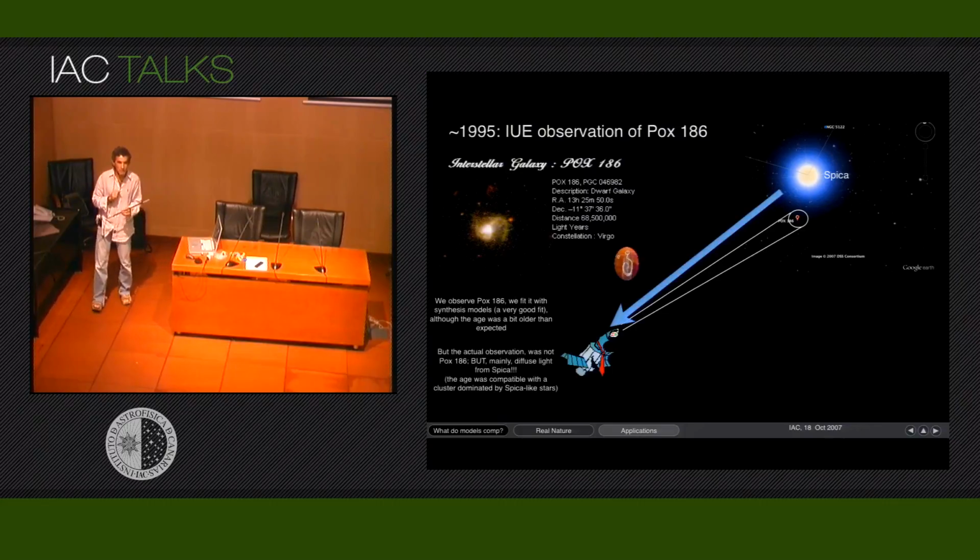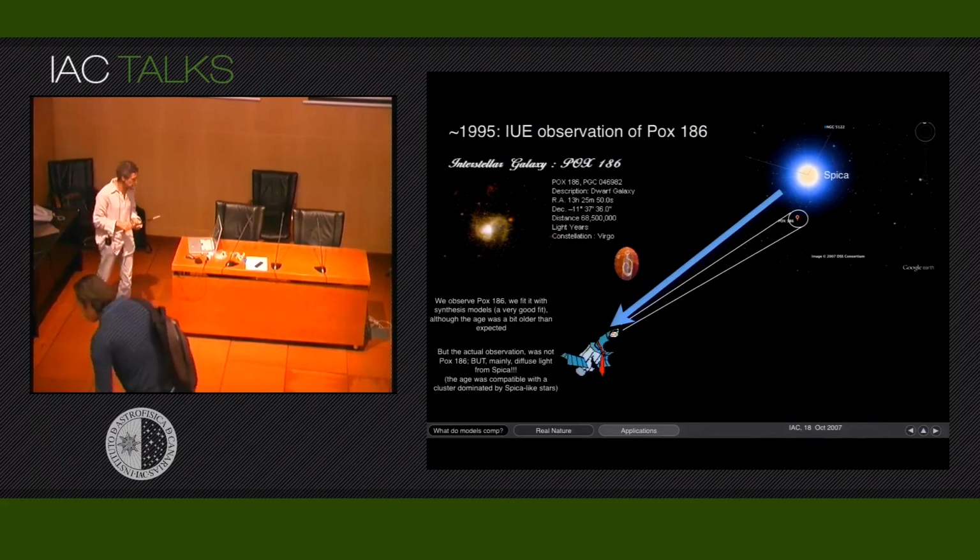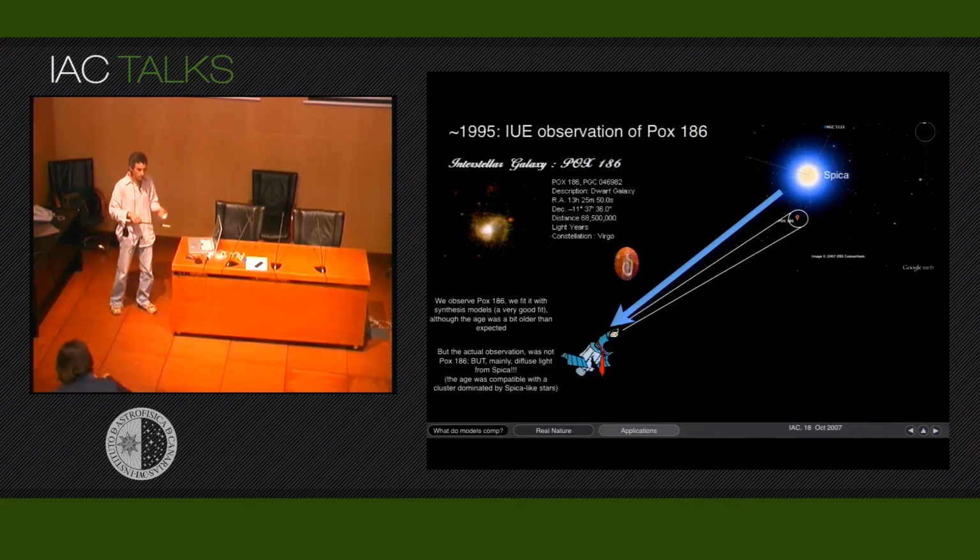But there was a problem. IUE at this moment has a small hole there, and there was a lot of diffuse light from Spica, and the thing we were fitting, and the fitting was very, very good, was not this galaxy, it was Spica. And the age we obtained was not the age of the galaxy, it was the age of a stellar population dominated by Spica-like stars. So, okay, we didn't publish anything about this because for other reasons we already knew that there was a problem there.